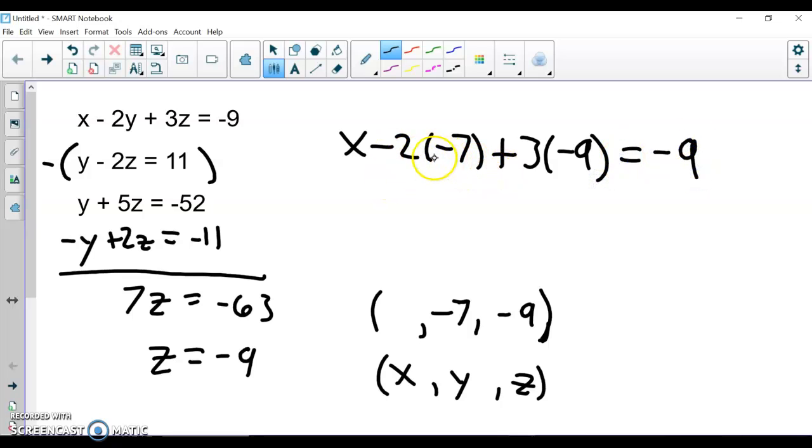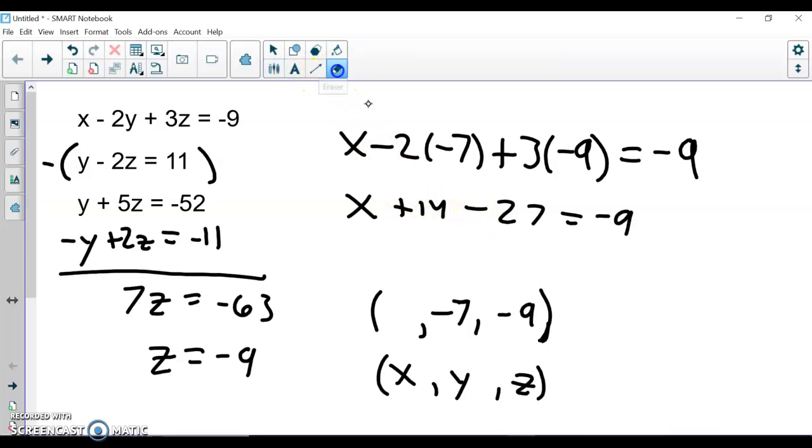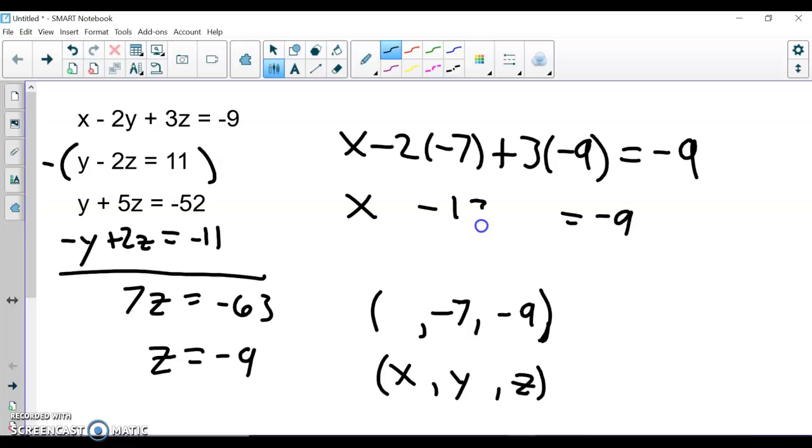So let's see. We're going to have a positive 14 here, right? Double negative is a positive 14, and then this is going to be a negative 27. So this positive 14 minus 27 should give us, what is that? 6 and 7 is 13. Negative 13. I'm just trying to save room by erasing. And then we just add 13 to the other side, in which case x will be 4. So the solution here should be 4, negative 7, negative 9 if we're viewing it as an ordered group.